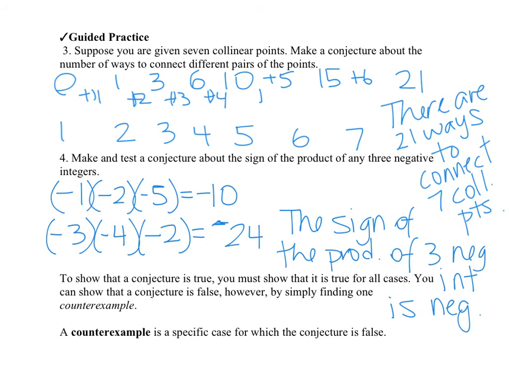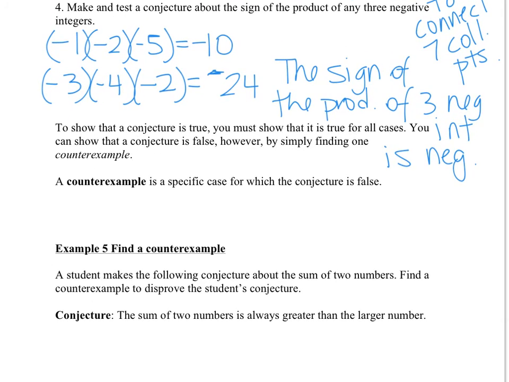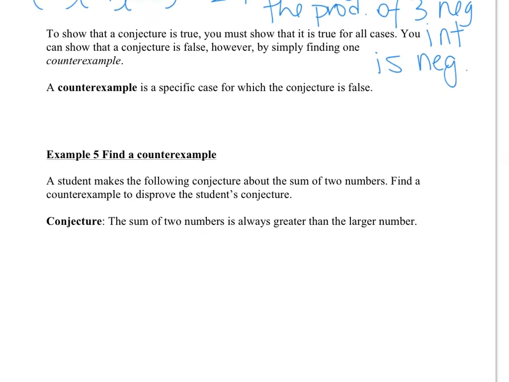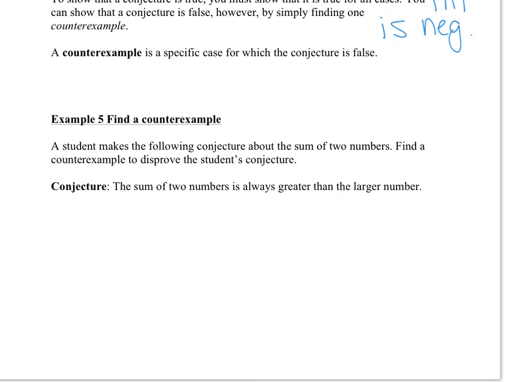Okay, so in order for a conjecture to be true, it has to be true for every case. We can show that conjectures are false by just coming up with one example, which is called a counterexample, that proves it. So we're going to look at, the student makes the following conjecture about the sum of 2 numbers. Find a counterexample to disprove the student's conjecture. So we have 2 numbers. The sum is always greater than the larger number.